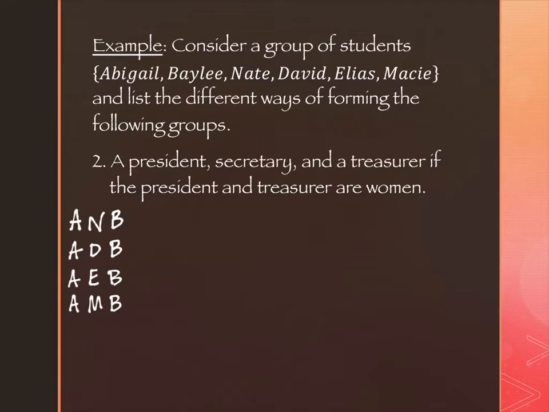If Abigail is president, who else could be treasurer? Macy. So instead of A and B, I could have A and M on the bookends of this list of 3 people. So if I have Abigail and Macy, who could be my secretary? Nate, David, Elias, and Bailey. I guess Bailey might come first. No, you're okay. It doesn't matter, as long as you get them all in there.